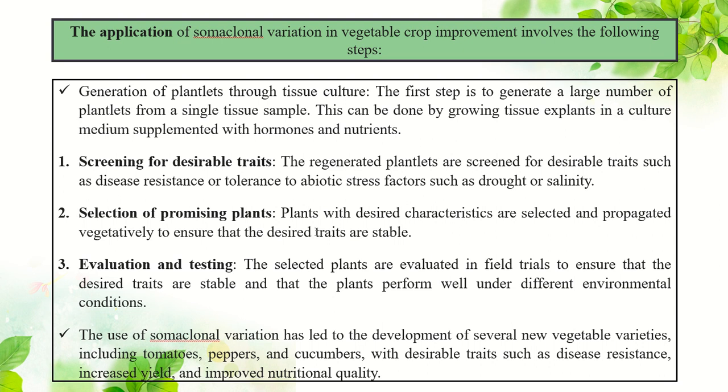Screening for desirable traits. Now, the first application of somaclonal variation. As I said, the tissue variation you can see under the microscope also. Regenerated plants are screened for desirable traits, such as drought or salinity, abiotic stress. How is this possible in tissue culture? For example, you have taken an explant of a crop, Solanaceae, or a rose plant, or any other.